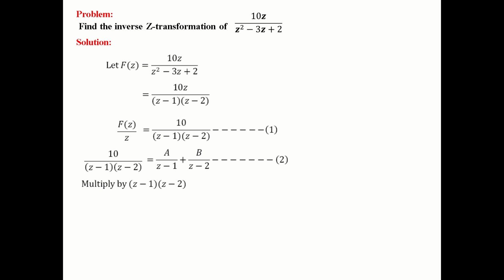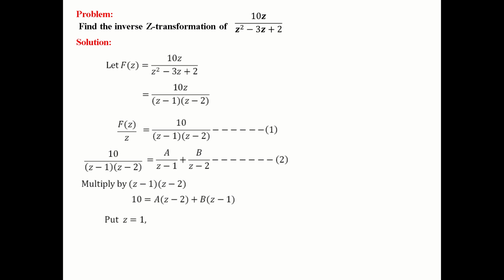Now multiply both sides by z minus 1 into z minus 2. You will get 10 into z minus 1 into z minus 2 by z minus 1 into z minus 2. Numerator and denominator get cancelled, so you will get 10. Then a into z minus 1 into z minus 2 by z minus 1, so z minus 1 gets cancelled, and you will get a into z minus 2. Then b into z minus 1 into z minus 2 by z minus 2, z minus 2 gets cancelled, so you will get b into z minus 1.